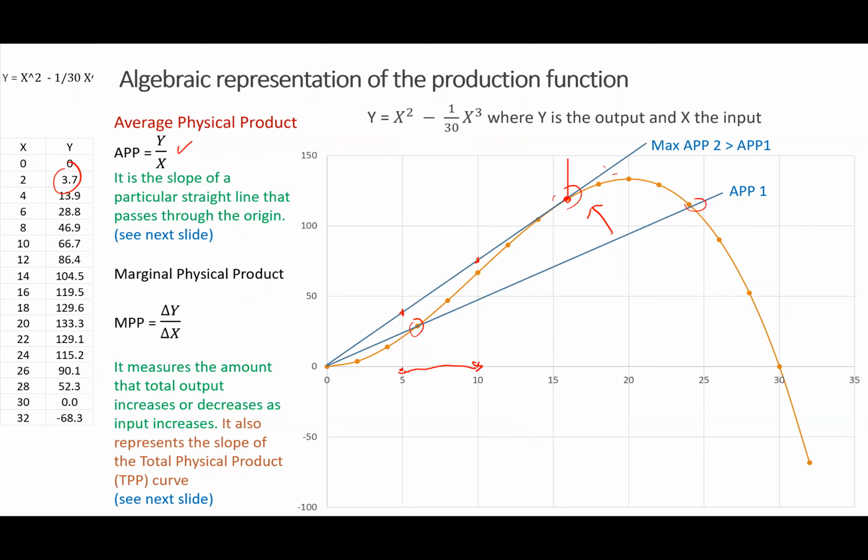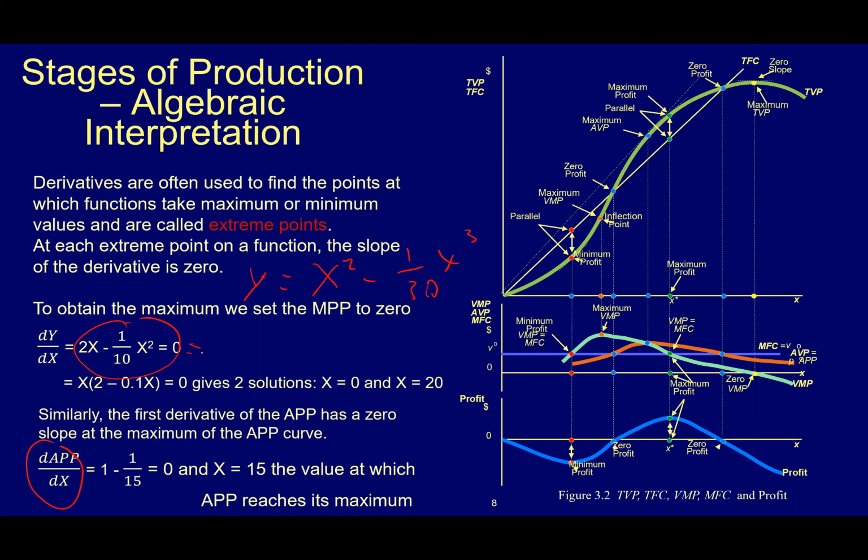Now, as I showed you earlier, our equation is y equals x squared minus 1/30 x to the power 3. This is the algebraic or mathematical description of this function. From there, we can derive the marginal physical product, as I talked about earlier, and the average physical product. We want to see what that number is.